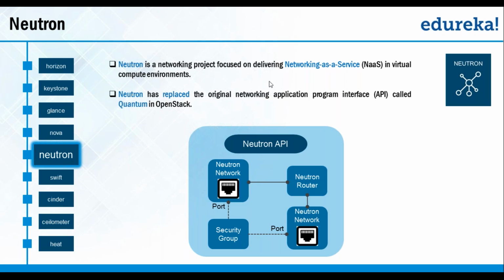Neutron is a networking project focused on delivering networking as a service in virtual compute environments. Initially Neutron was called Quantum. It's been renamed and it has been improved massively. In a cloud computing environment, it's necessary to have a software-defined networking component so that we can extend the functionality of creating virtual networks to the end users. And Neutron gives us that exact same capability, us as in the service provider, to run the Neutron service and offer virtual networking capability to the end user.